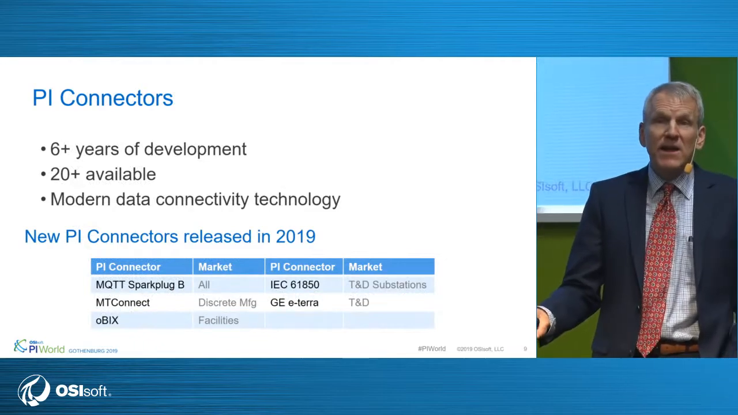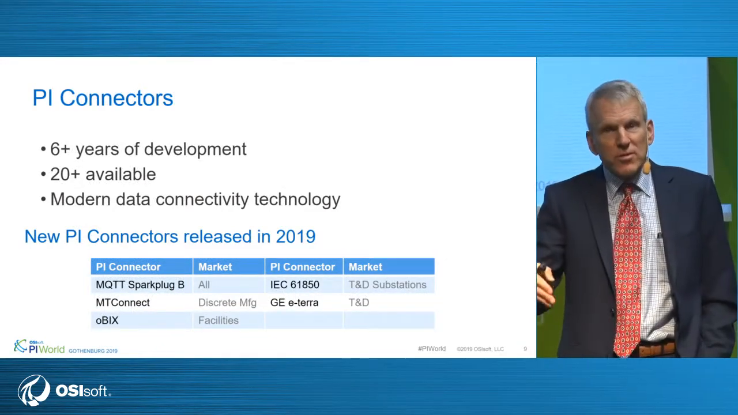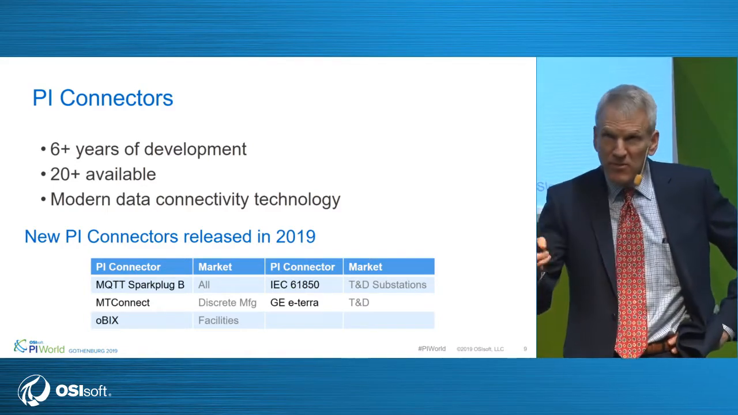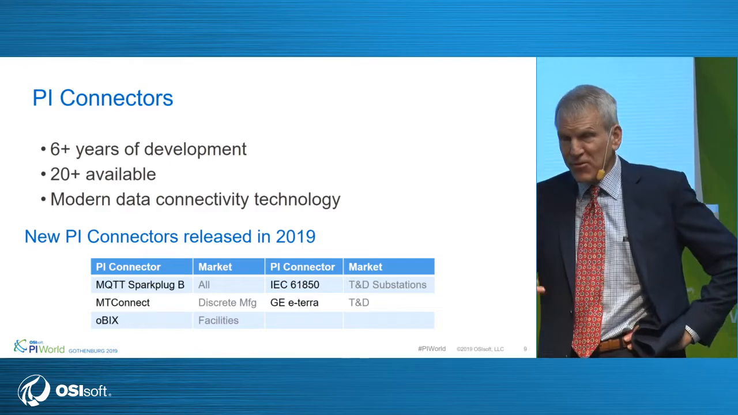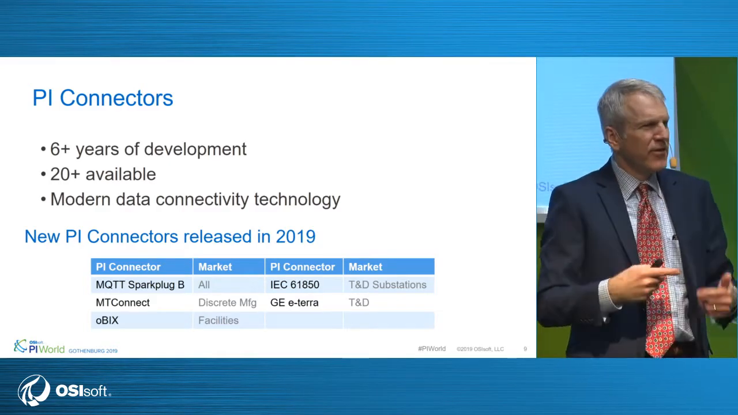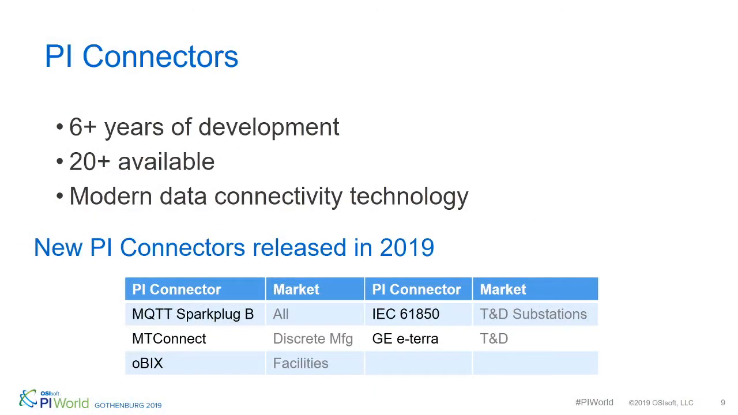Okay, so on to Pi connectors. It's our now current most common or most modern data collection technology. It's 6+ years old, so this is the most recent thing we've been working on. To date, we've built, I think there's 21, and then there's some new ones that you'll see. It is, again, our most modern data collection strategy, and you guys probably know about these things. OPC UA is our most common connector that we sell. And again, here's some new ones that we've built and released this year, 2019, MQTT Sparkplug, MT Connect, and OBIX.